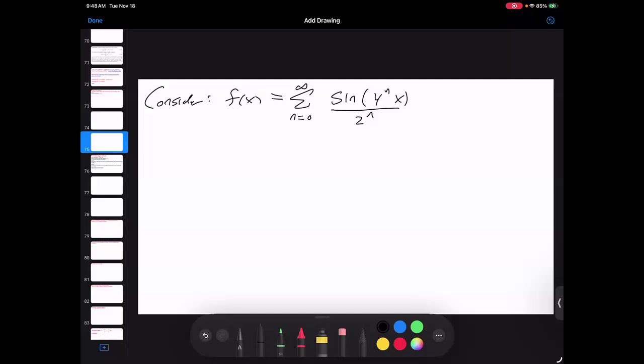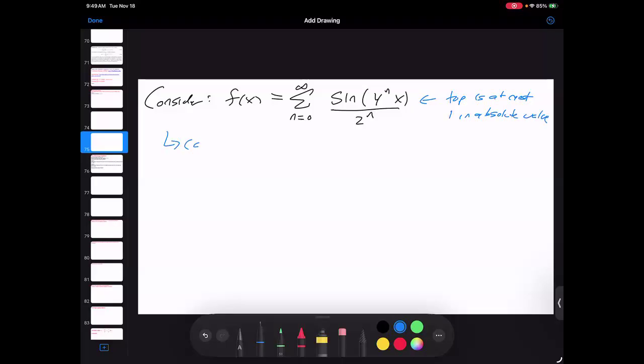So again, I'm now calling on you to remember some results from previous classes. What do you think? Do you think the sum converges for all x? What can you tell me about the numerator? How large is the numerator in absolute value? Yes, at most 1. At most 1 in absolute value.